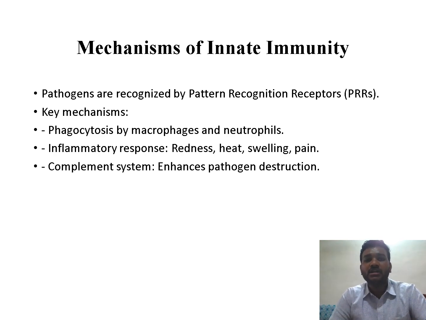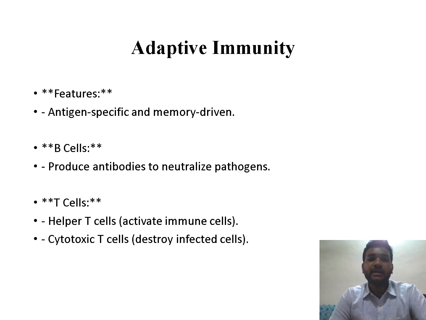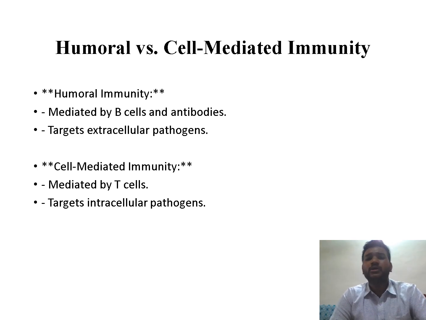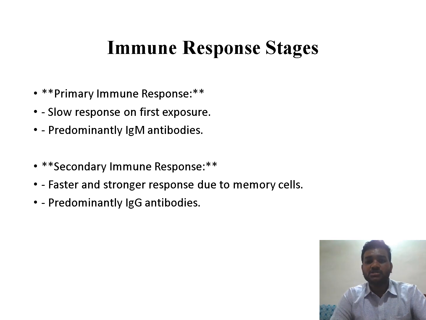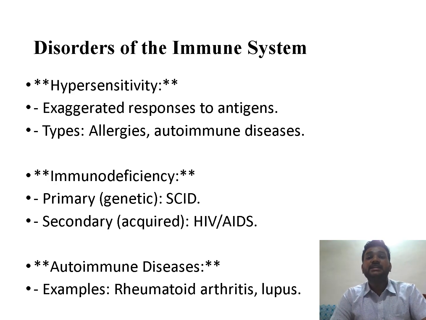So now we have learned about the mechanism of innate immunity and the mechanism of adaptive immunity, including humoral and cell-mediated immunity. Next comes the immune response, as mentioned, the primary response and the secondary response. And next come the disorders of the immune system. If our antibodies or immune cells act upon self cells, it is called an autoimmune disease. SCID, HIV and rheumatoid arthritis are disorders of the immune system.